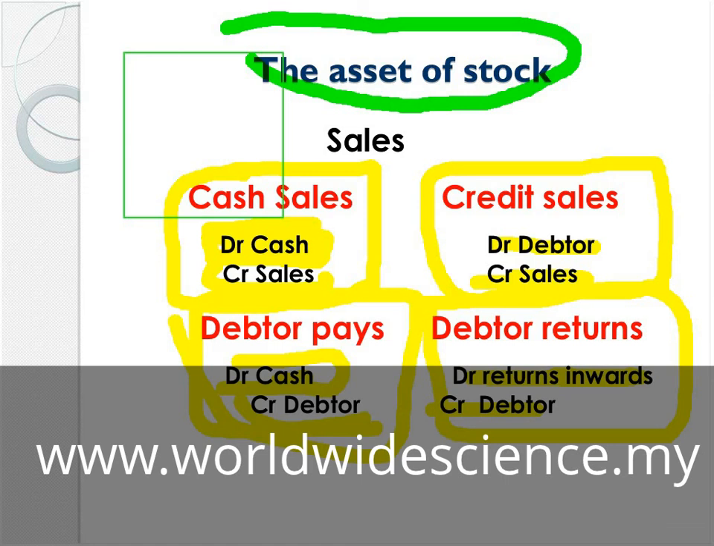Here are the main examples. When the customers pay for our products by cash, or when the customers pay for our products by credit, I mean, they haven't paid by cash, maybe they have made some bank transactions.